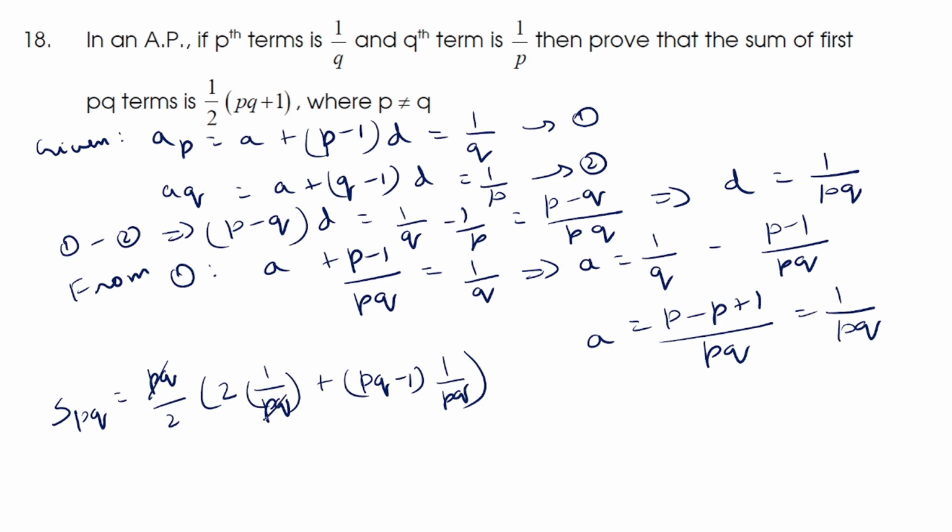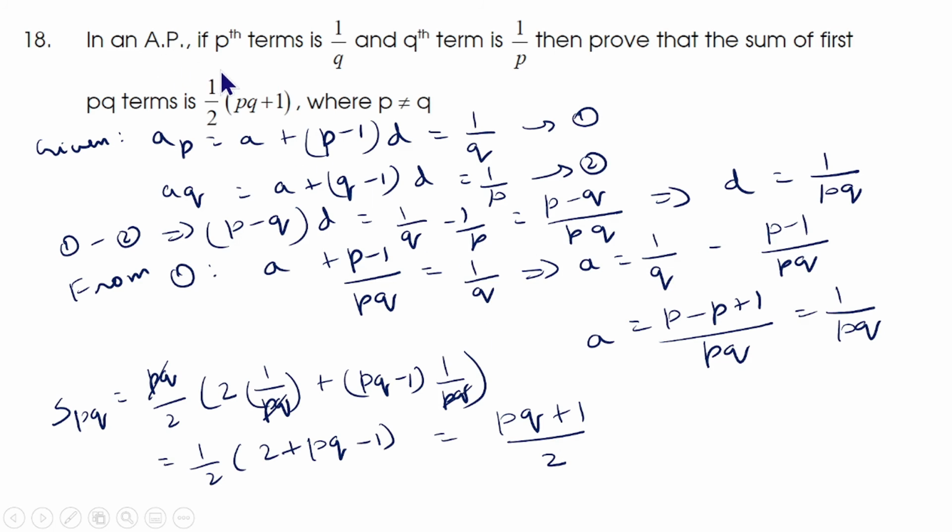So this PQ and this PQ will go. So this is equal to half of 2 plus PQ minus 1. So it is equal to PQ plus 1 by 2. So the sum of the first PQ terms is half of PQ plus 1.